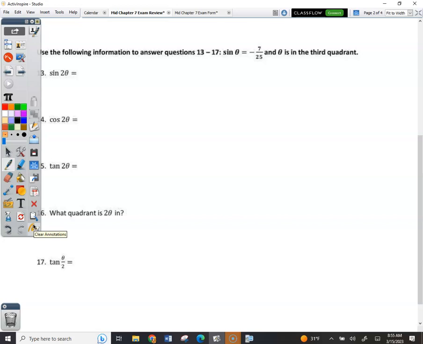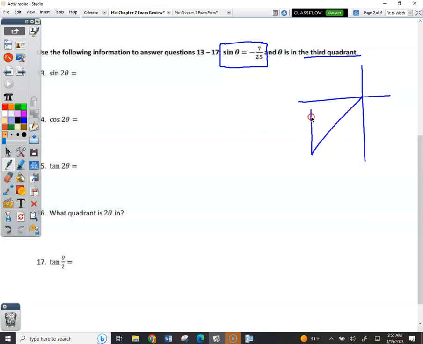Everything is straightforward. You do have to draw your picture based on the trig function that they give you, and they tell you what quadrant you're in. So you have to draw your triangle. Remember, your triangle comes from the origin, jutting out and going to the x-axis. They're giving you sine, which means what coordinates? Y over the radius or the hypotenuse. So the y coordinate is 7, the hypotenuse is 25.